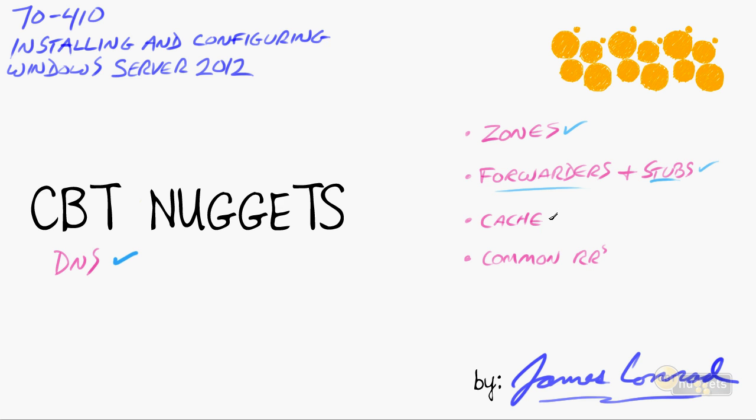We'll take a look at the DNS cache as well as the client-side cache and how to clear both of those if they've grown stale. And we'll take a look at common resource records that you'll need to know about.